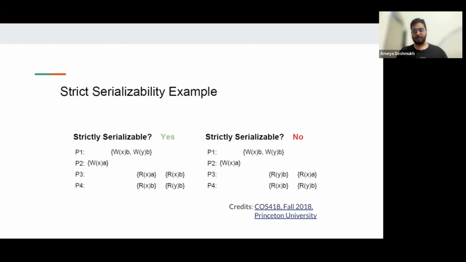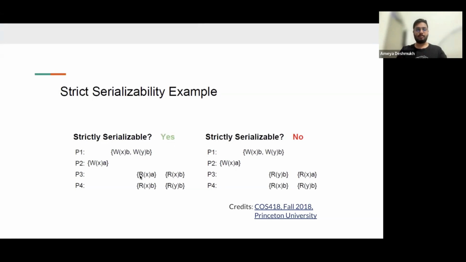Just a quick example of what is strictly serializable and what is not. In the second column, you can see in P1 we're writing X to B as well as writing Y to B. So you can interchange either of them, and there will not be a strict sequence of what to do, because we're writing both X and Y at the same time to B. So this does not give rise to a proper ordering.